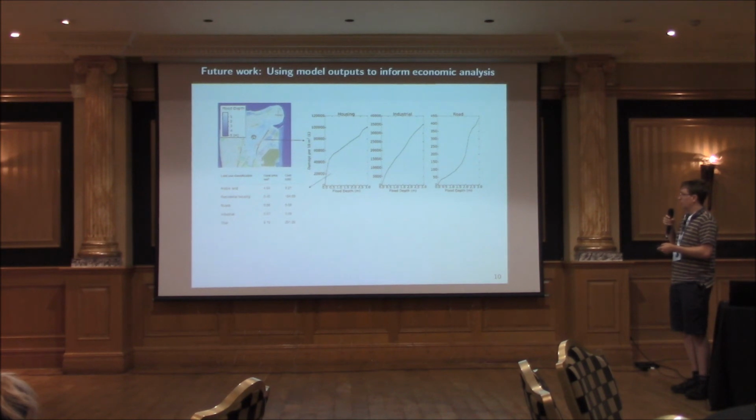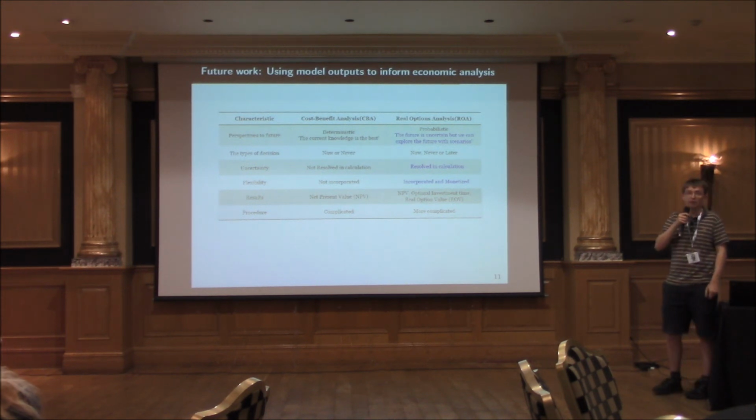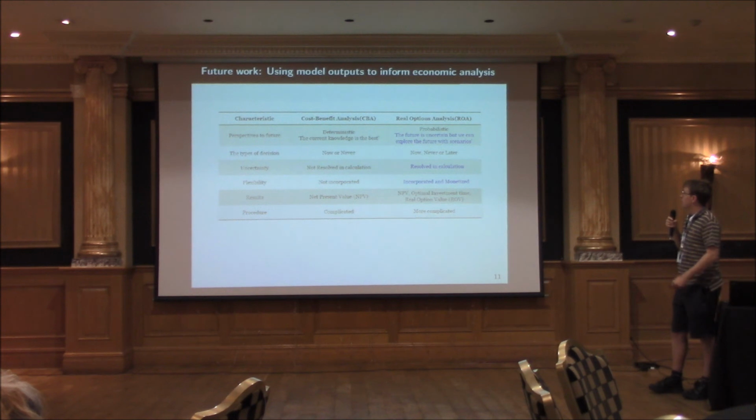Once you've got the cost of an individual event and you've got a large ensemble of future scenarios, you can use what you call real options analysis. I've compared it to cost benefit analysis because that's probably the most widely known one for simple decision making, and I'm sure most of you have heard of it at some point. But real options analysis is starting to be used in climate change adaptation studies, and the key fundamental difference between the two really is the perspectives on the future.